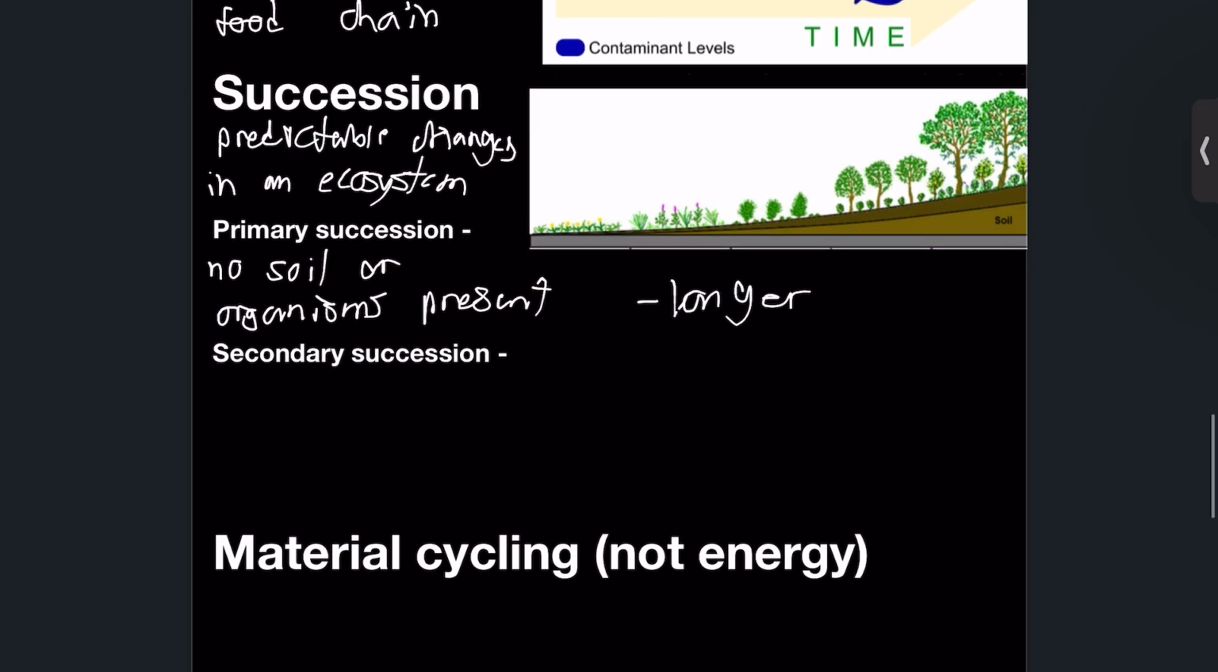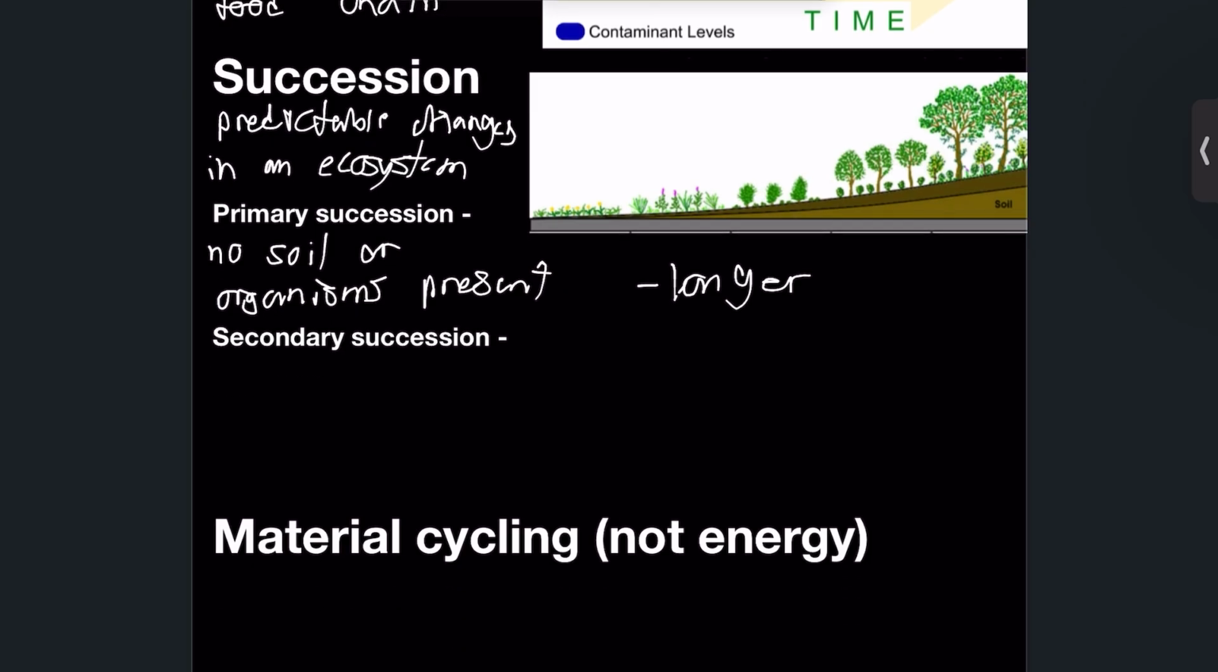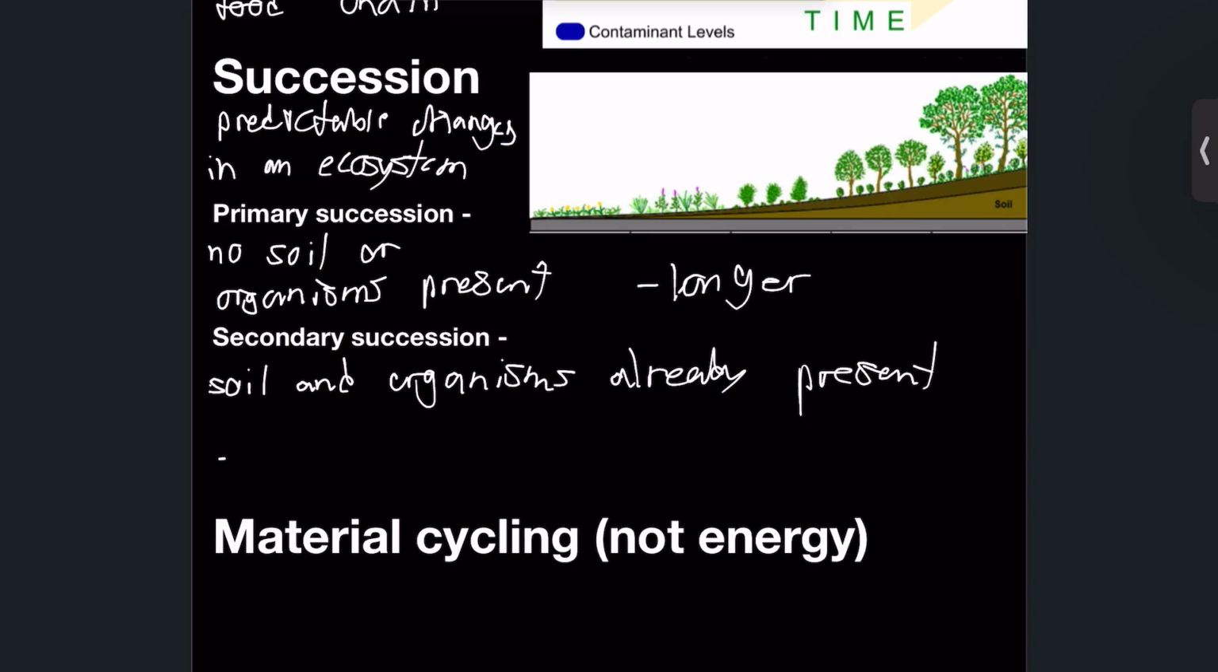And the second type is called secondary succession, which is when soil and organisms are already present. So this means that either something got disrupted, but you still have soil in the ground, or you already have some organisms like small plants, and because of this, it will take a shorter amount of time. And this also makes sense because you don't have to really rebuild the entire system. You already have the starting blocks, so you can eliminate that extra time.